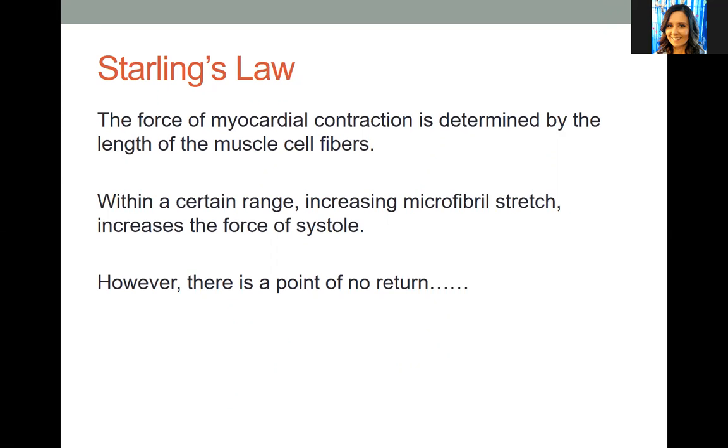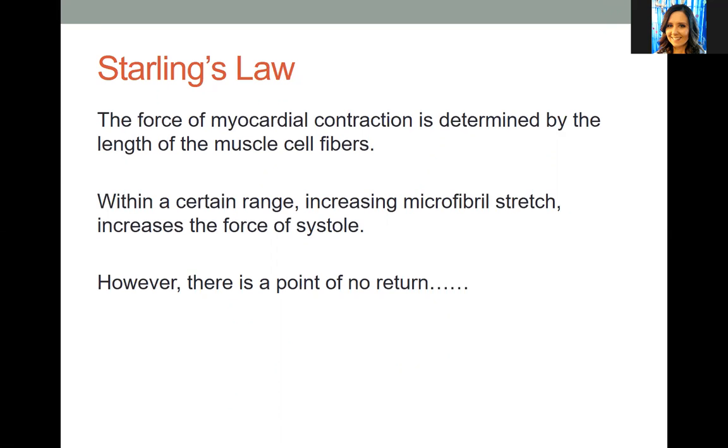However, there is a point of no return. So we talked about in the last slide with heart failure, if those myofibril fibers become overstretched for extended periods, like with fluid volume excess or heart failure patients, this will actually decrease our contractility. So normally the ventricle is filled with blood, so those myocardial fibers stretch just right before systole. Once the heart contracts, those fibers go back down and shorten.